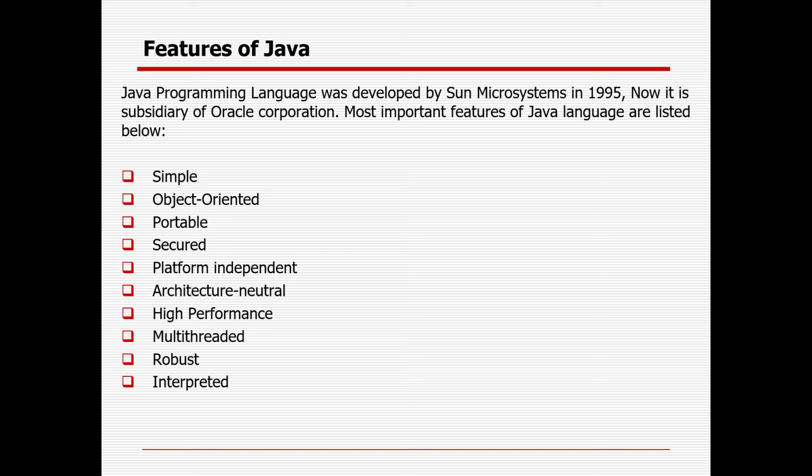So there are so many languages. Few of the languages have good performance, but still Java is good in terms of performance compared to other languages like C, C++, etc.